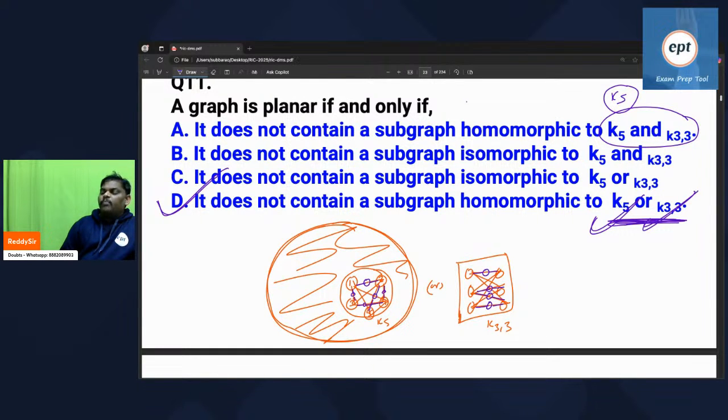Remember the AND operator, the OR operator. The AND operator says that if these two are not there, then it is going to be a planar graph. Means if the two are not there, only then is this problem eliminated. If one is there, there is also a problem. If K5 is there, it is not planar. If K3,3 is there, it is not planar. If both are not there, then it is fine. Only if both are not there is it planar, otherwise it is not planar.